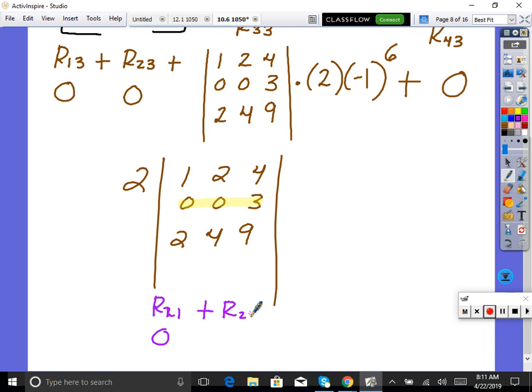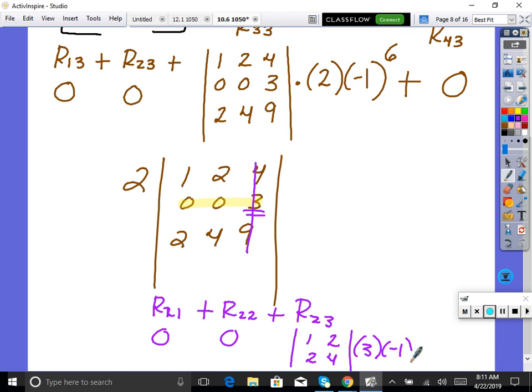Then plus row 2, column 2. So our constant would be 0 again. Plus row 2, column 3. Looks like we do need to calculate that one. So then we'd have determinant 1, 2, 2, 4. And then we're timesing by the intersection of 3 times by negative 1 raised to the 5th.